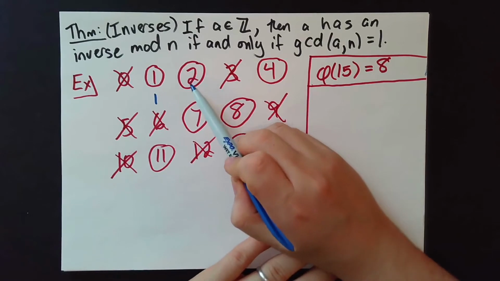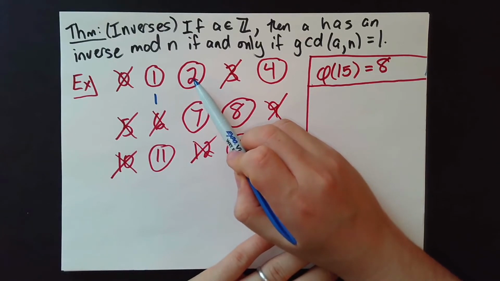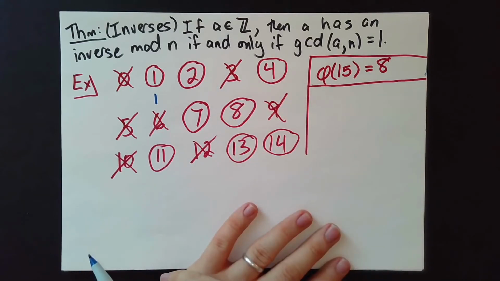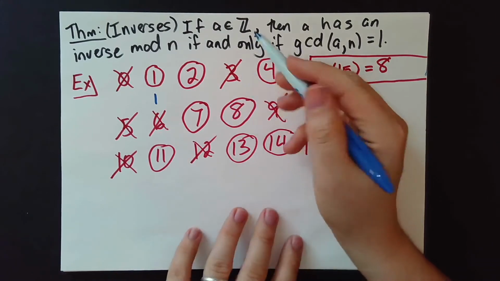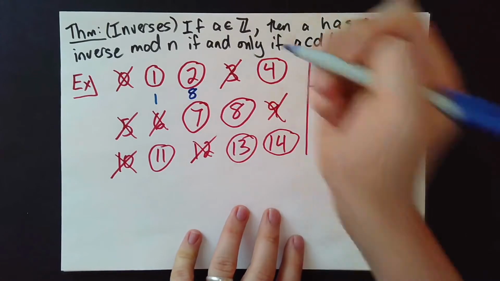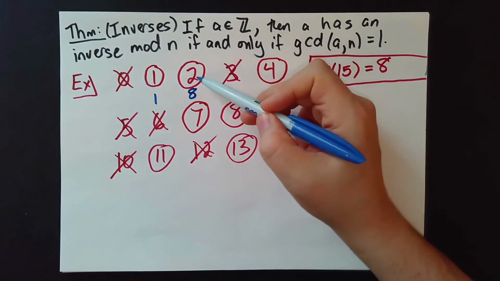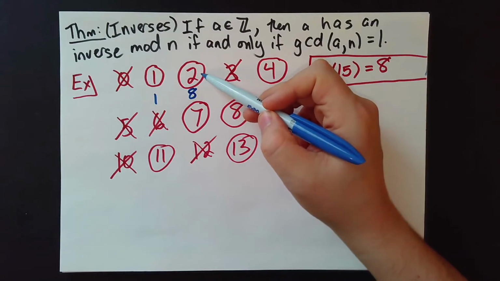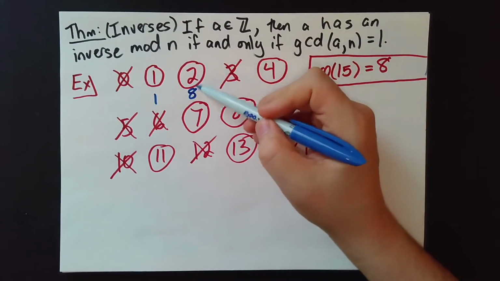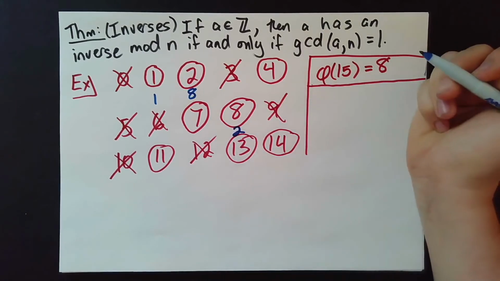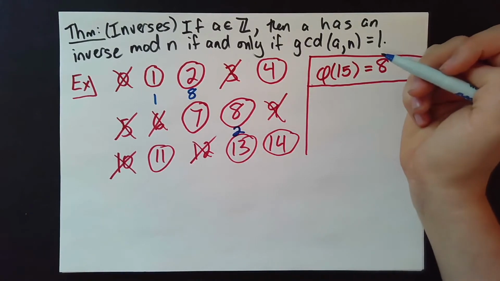When I go to think about 2 inverse, I'm asking the question, what do I have to multiply 2 by in order to get 1 mod 15? And I don't think it's so tricky to figure out that the thing I have to multiply 2 by is 8. 2 times 8 is 16, which is 1 mod 15. Now, remembering that being an inverse is mutual, the fact that the inverse of 2 is 8 also tells me that the inverse of 8 is 2, so I'm going to go ahead and write that in right away so that I don't forget, and so that I don't recalculate this.